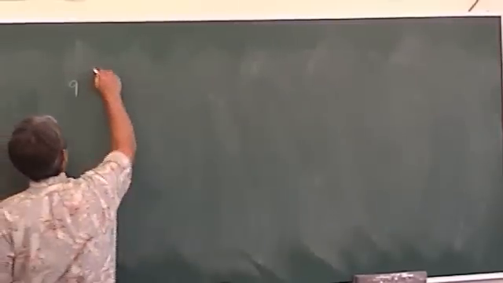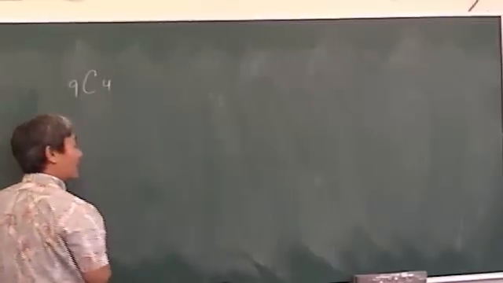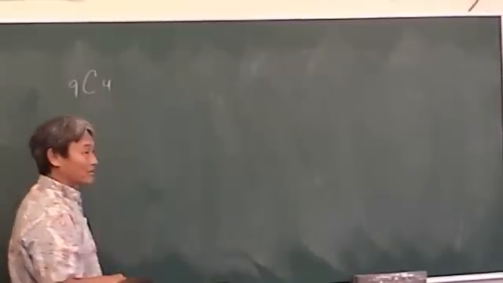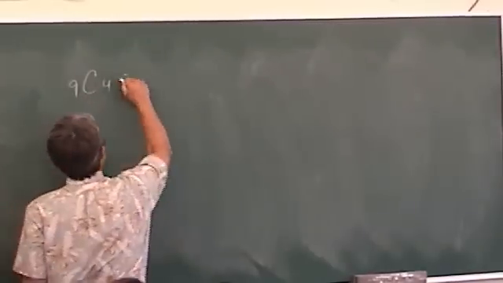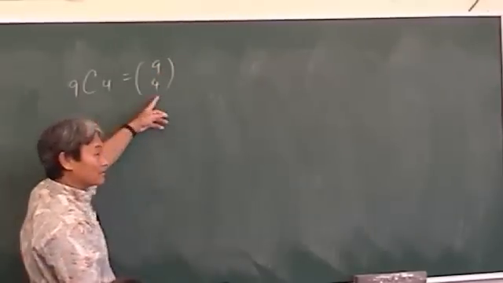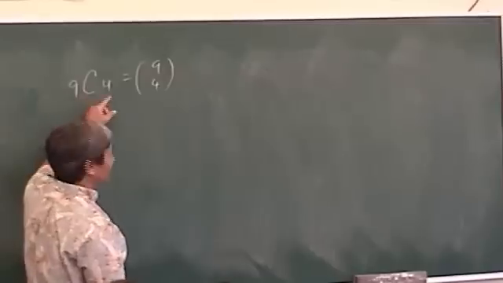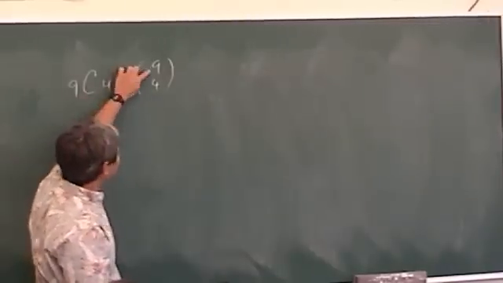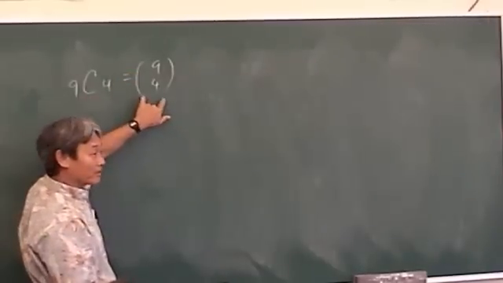So the answer is going to be 9C4. It's the combination of 9 things taken 4 at a time. Or we write it like this. Both of these mean the same thing. It's the combination of 9 things taken 4 at a time. Or you can just say 9 choose 4. I think this is the way I taught you, yeah?